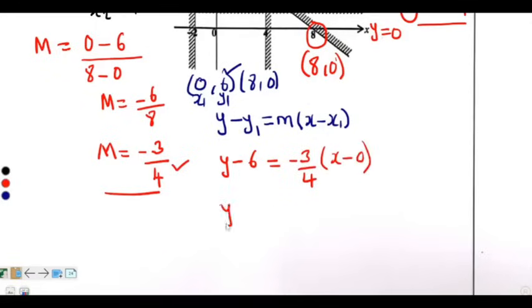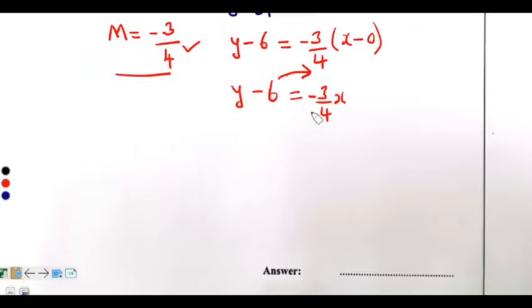So what you do is you say y minus 6 is equal to, we open the brackets, negative 3 over 4 times x, we're going to have negative 3 over 4 x. Negative 3 over 4 times 0 will be 0, so don't write anything here because a number multiplied by 0 gets 0. So this 6 will go to the side where negative 3 over 4x is. We are going to have y is equal to negative 3 over 4x plus 6. The 6 was negative here, and now it's positive. So we write y equals negative 3 over 4x plus 6.